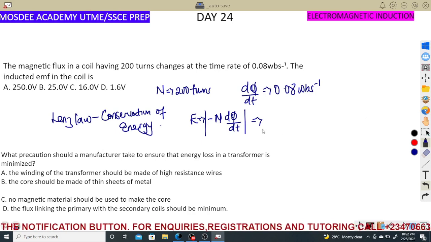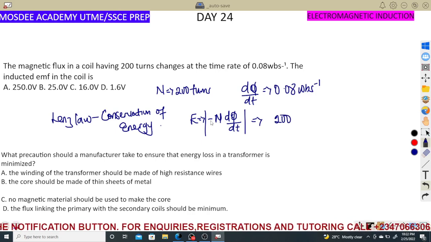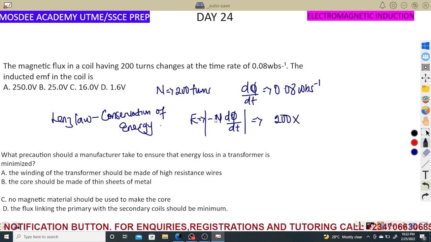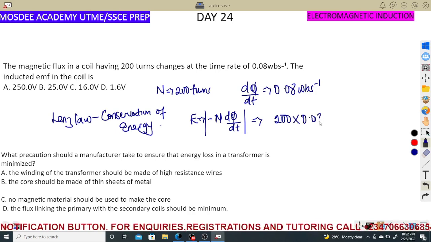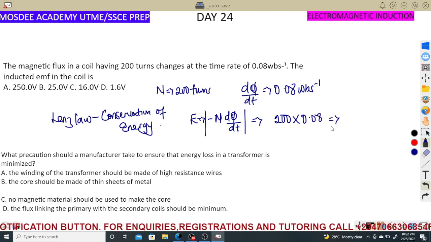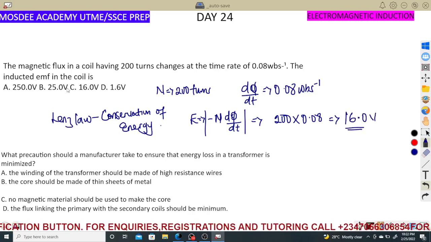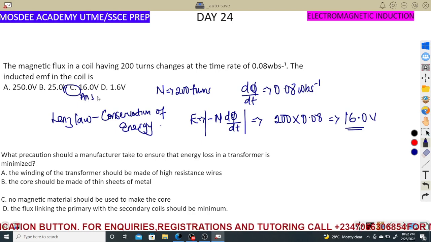Now, here we say EMF equals negative N dΦ/dt. What is N? 200 turns. The modulus of a negative number is positive, so we convert this to positive because it's a modulus. Times dΦ/dt, which is 0.08. It's a simple question. Multiply this together, that is 200 times 0.08, which should give you 16 volts. Put your answer in the comment section. Confirm the answer. I think it should be 16, and that is the answer to the question. The next one.